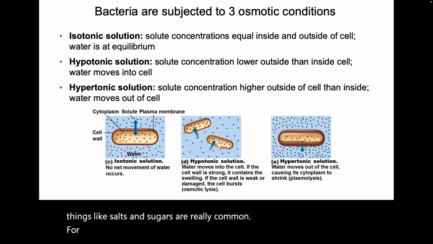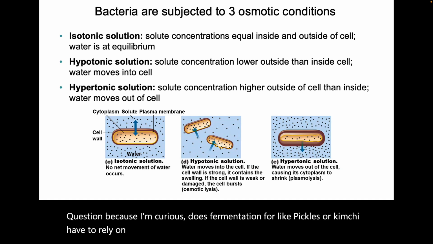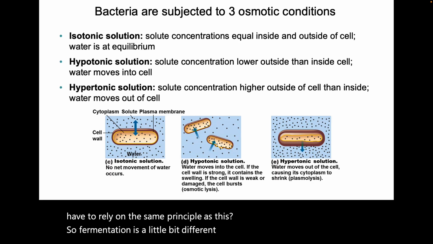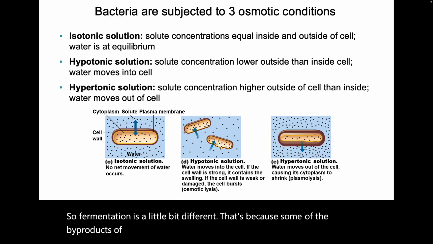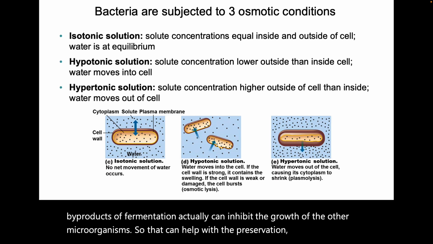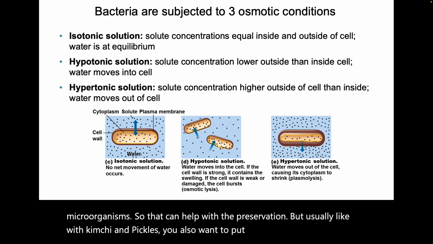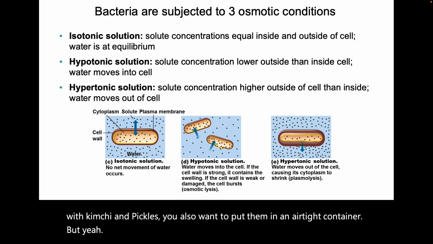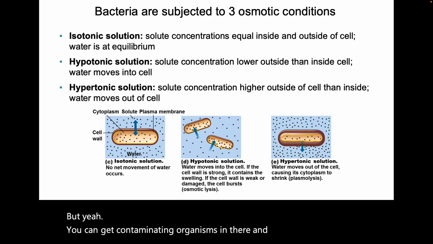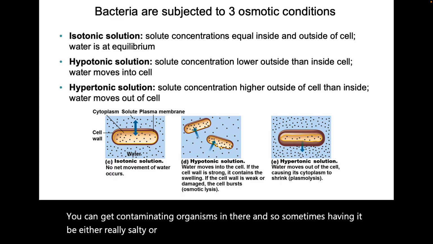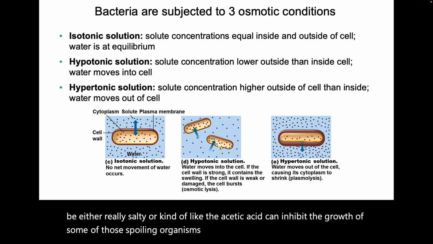I just have a question because I'm curious. Does fermentation for pickles or kimchi rely on the same principle as this? So fermentation is a little bit different. That's because some of the byproducts of fermentation actually can inhibit the growth of the other microorganisms. So that can help with the preservation. But usually with kimchi and pickles, you also want to put them in an airtight container. You can get contaminating organisms in there. And so sometimes having it be either really salty or having acetic acid can inhibit the growth of some of those spoiling organisms to allow you to preserve it. Yeah, definitely.